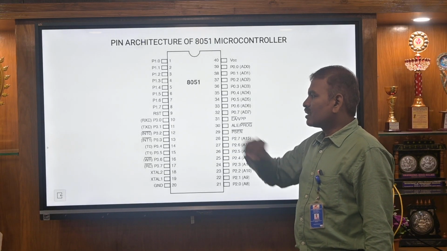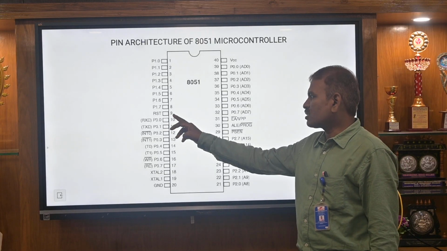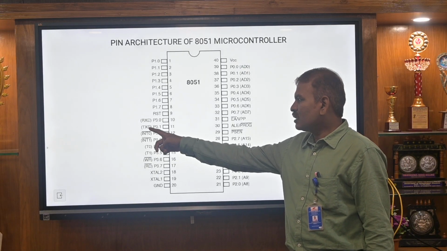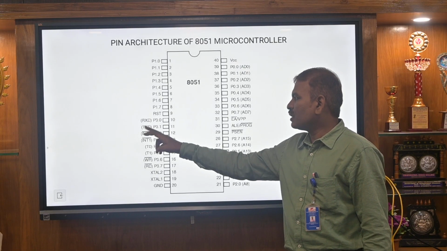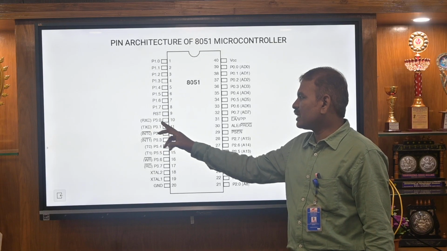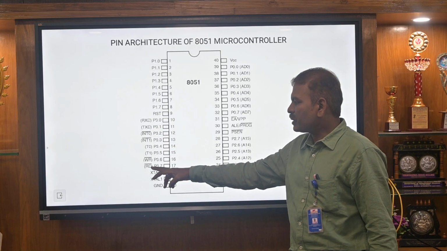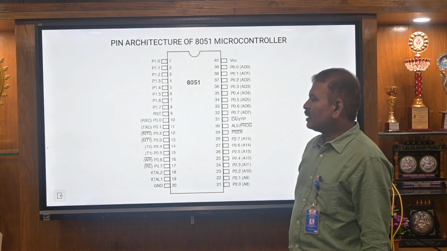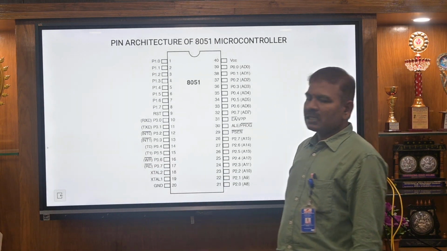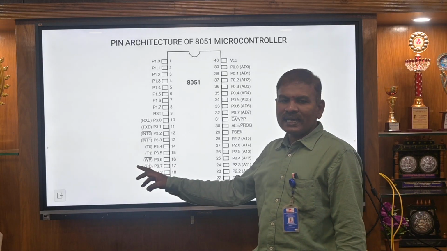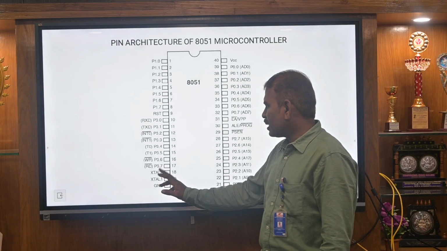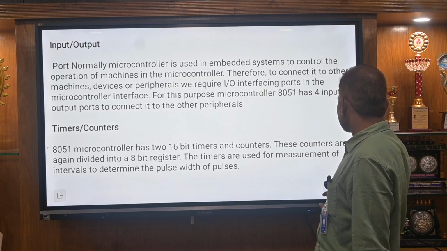Here the controller has ports 0 to 7 for processing, that is pins 1 to 8, and after that the reset instruction we are specifying in the 9th pin. After that, transmit data and receive data, pins 10 and 11. These pins we are specifying for interrupt 0, 1, and then timer 0 and 1, and then read and write operations are also available, and then crystal 1 and 2, and then ground we are specifying here.